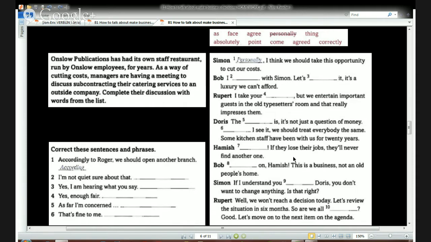Wait a second. Doris says, "The thing is, it's not just a question of money. As I see it..." He agrees with Doris. Right? Hamish agrees. It's not just a question of money. They have to be loyal to their staff. Okay, very good. And Monica, back to Bob.